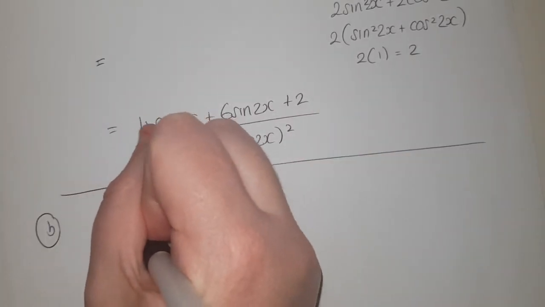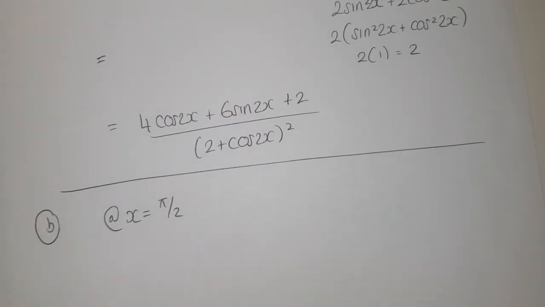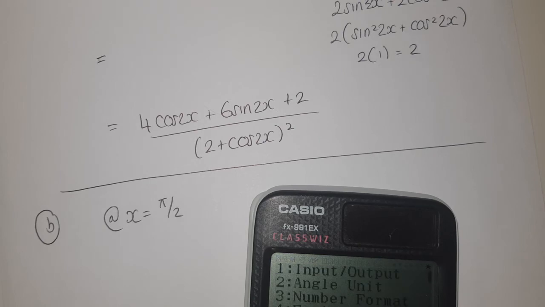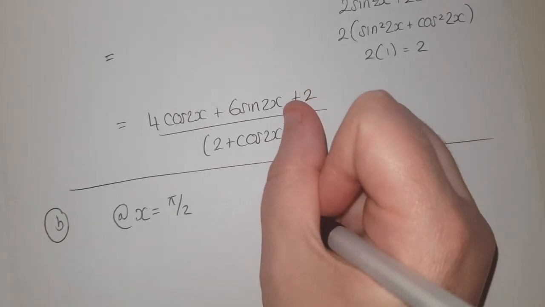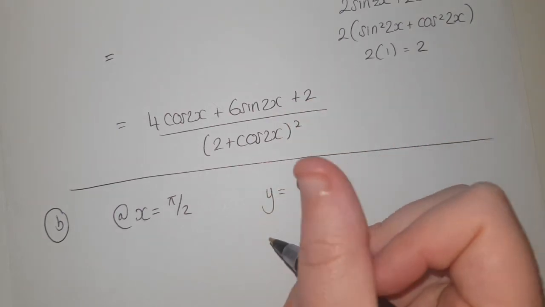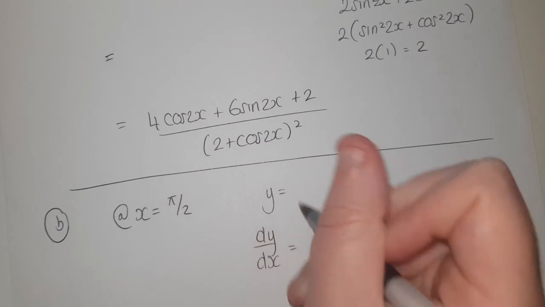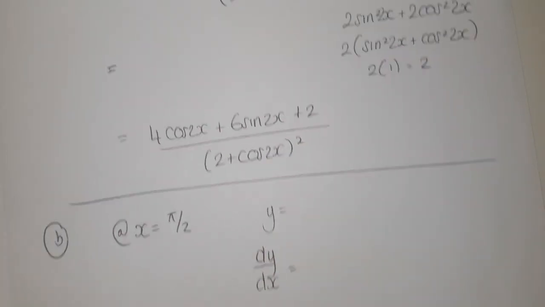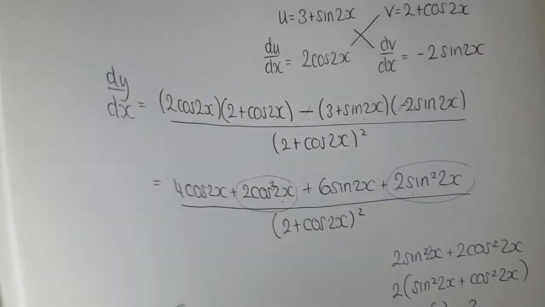So at x equals pi by 2, remember this puts us back in radians. The last thing we did on our calculator was in degrees, so we're going to shift back again. Right, you need two things. You need to find your y value, and then you need to find your dy by dx, so that you've got your coordinate and you've got your gradient. So when x equals pi by 2, I've lost my actual question.